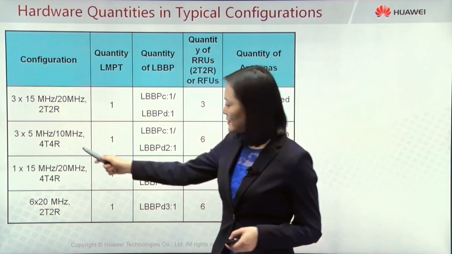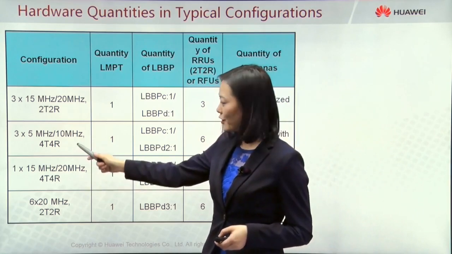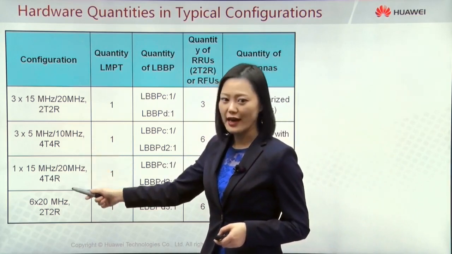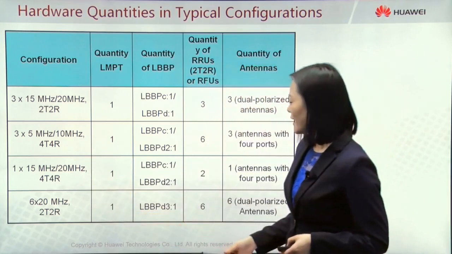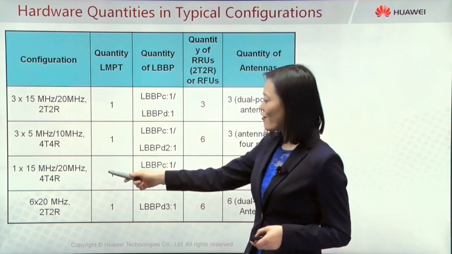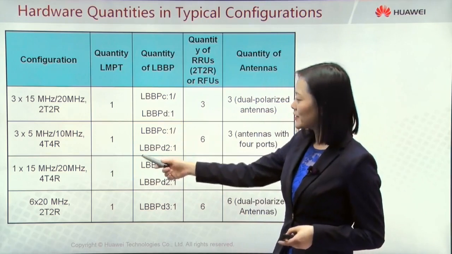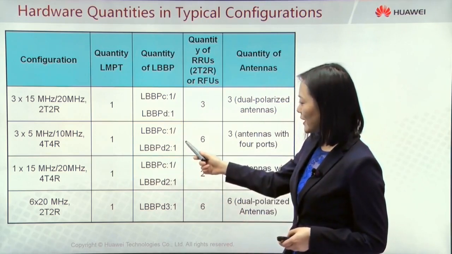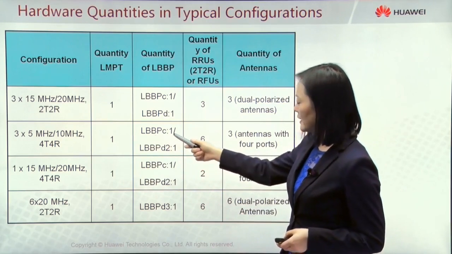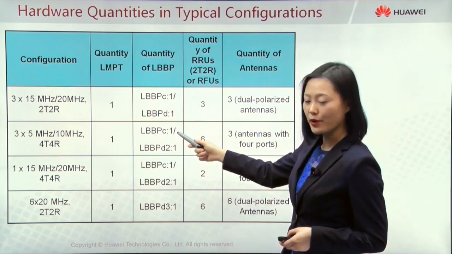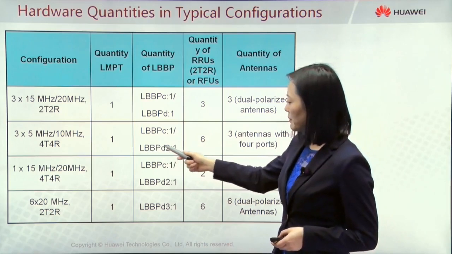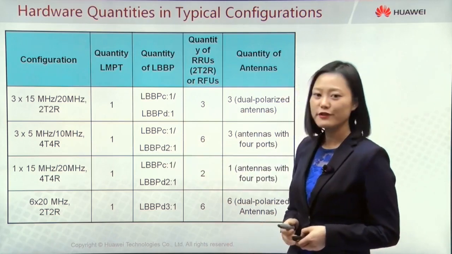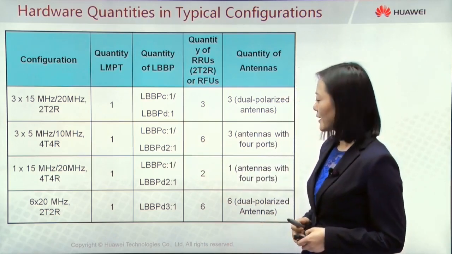Here, these 2 sites are configured as 4T4R. So let's check it. For the LMPT, the same, only 1 is enough. While for the BBP board, here we can choose 1 LBBPC board, and 1 LBBP-D2 for the 4T4R configuration.